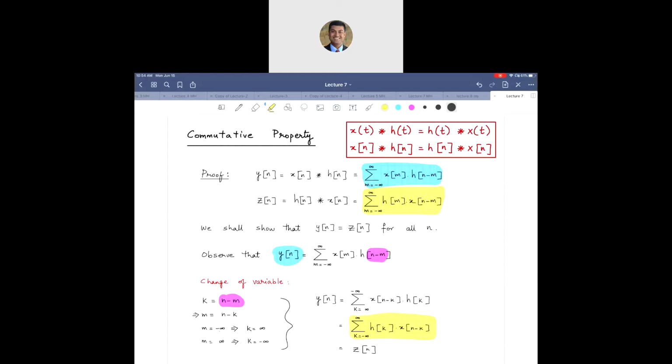Now you go through the same steps. Instead of summations, you will have integrations. You will do the same change of variable. You will do the same adjustment of the limits of the integration. You will go through the same steps and you will be able to prove the commutative property for continuous time convolution. Same steps.